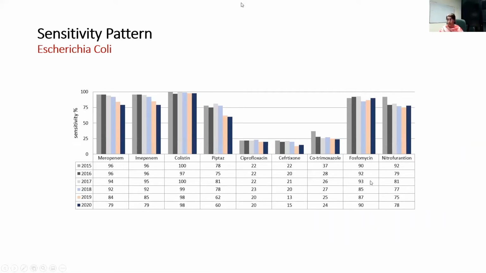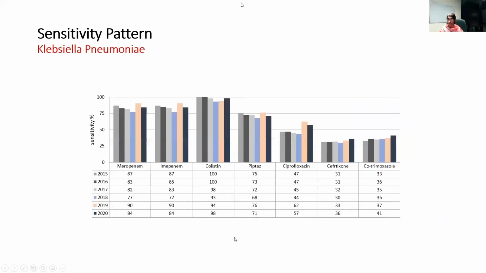Fosfomycin and nitrofurantoin are useful drugs against E. coli, and mainly these are used for the treatment of urinary tract infections. The sensitivity pattern for Klebsiella pneumoniae is better as compared to E. coli, with 84% of strains susceptible to carbapenem, 71% to Piptas, and again, the sensitivity for quinolones and cephalosporins is low.